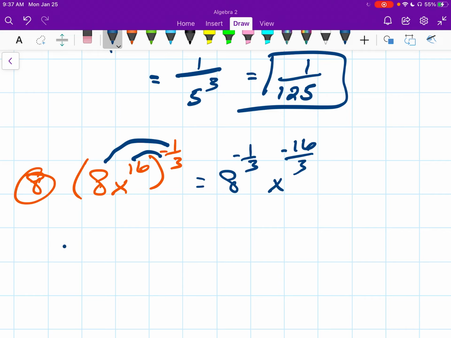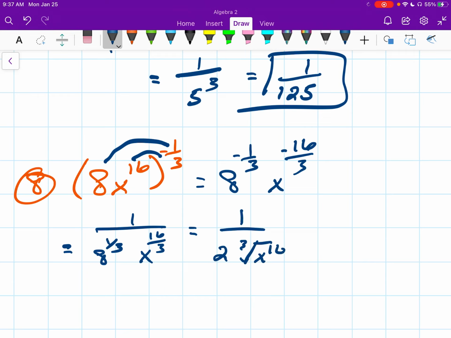So this is the same thing as, I'm just going to flip them over and put them both on the bottom. This is going to be 1 over 8 to the 1/3, and then we're going to have x to the positive 16/3. Well, what is 8 to the 1/3? That's the cube root of 8, which is 2. So we're going to have 2, and then the cube root of x to the 16th.